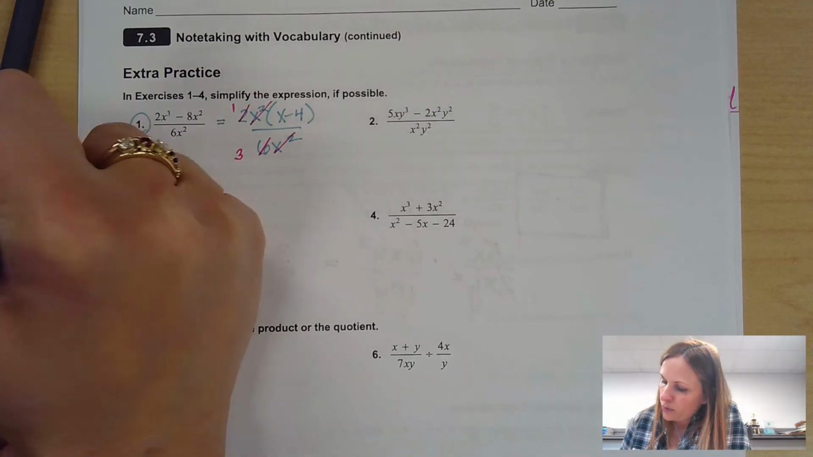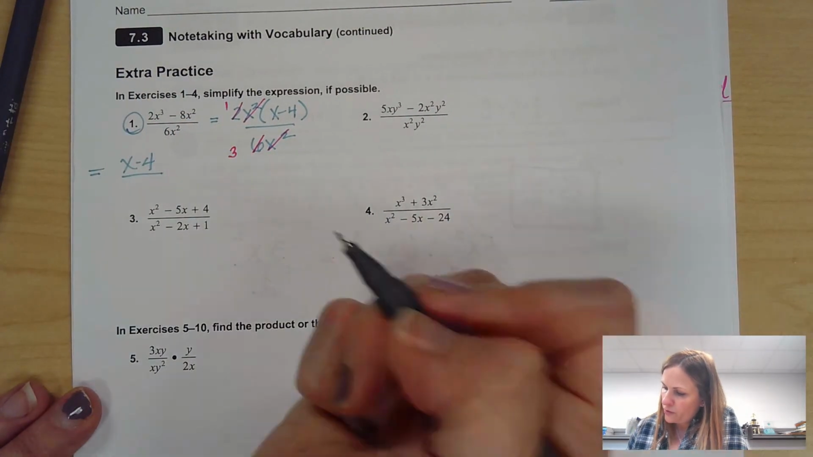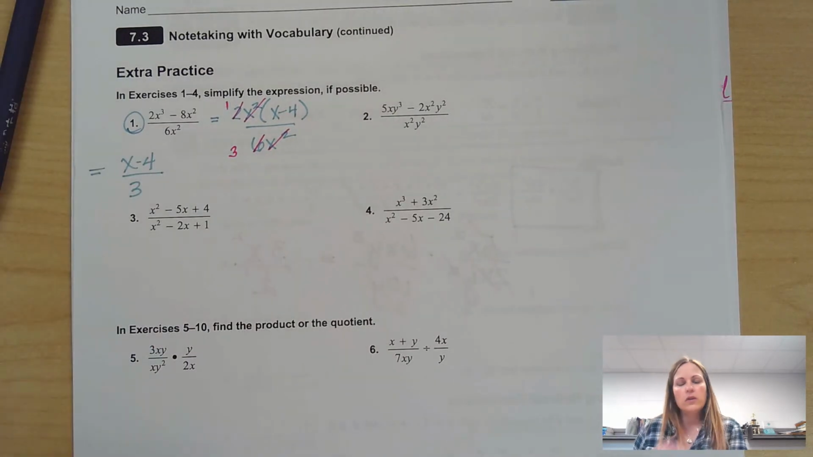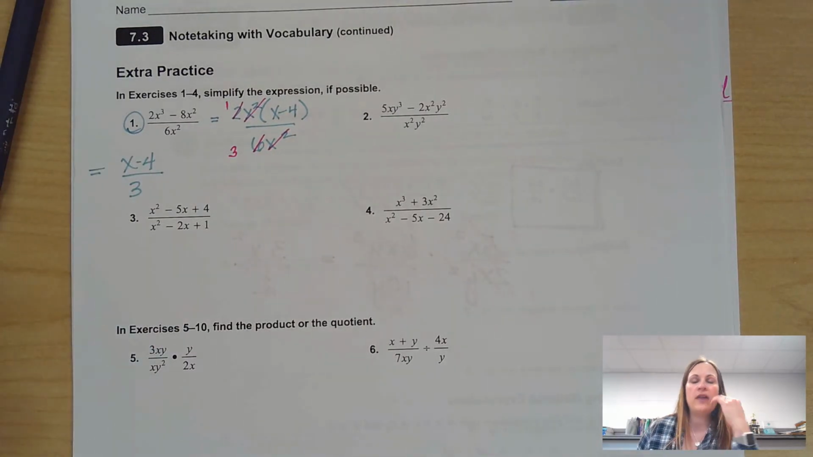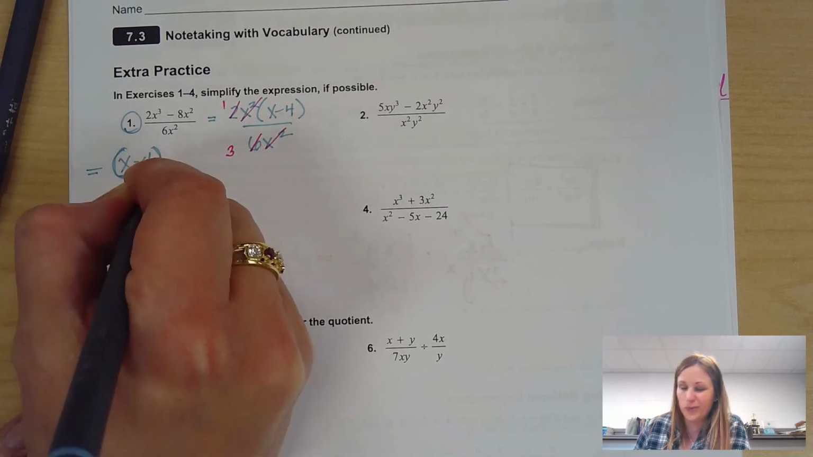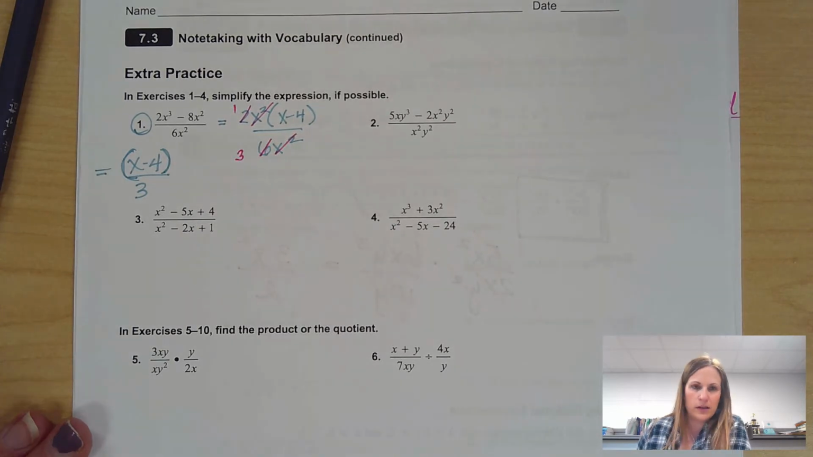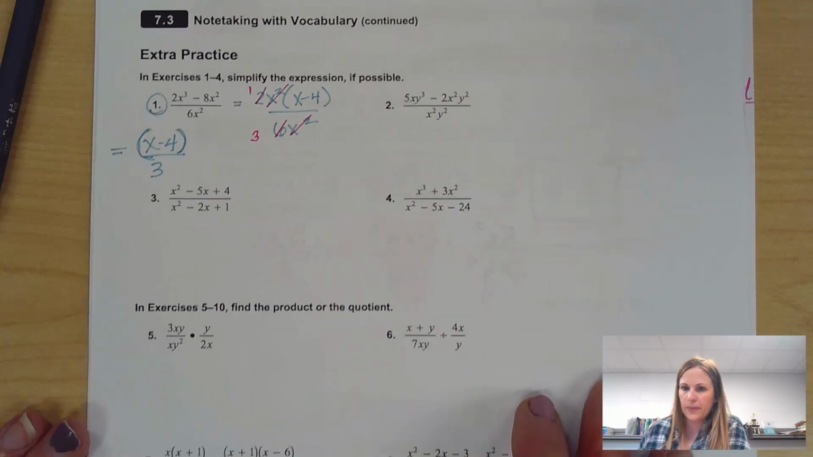So then on the numerator, I'm left with x minus 4 over 3. A couple of questions I know people have asked in the past: do you have to write this in parentheses? The answer is it doesn't really matter if you wrote that in parentheses or if you don't, because it's going to be the same answer regardless.